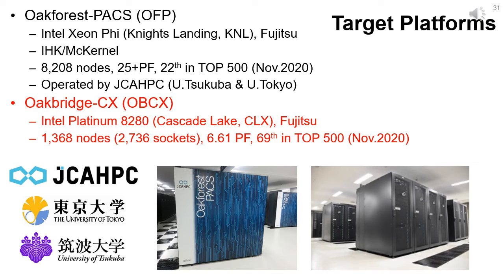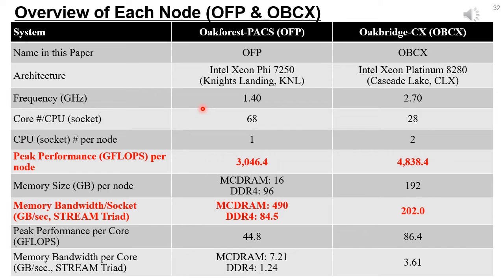In this part, we consider two platforms. One is Oakforest-PACS, OFP, with Intel Xeon Phi, described in the previous part. Another is Oakbridge-CX, OBCX, which consists of compute nodes of Intel Xeon Cascade Lake. This slide overviews the performance of each node of OFP and OBCX. OBCX provides excellent peak performance, while memory bandwidth is much better on OFP with MCDRAM.